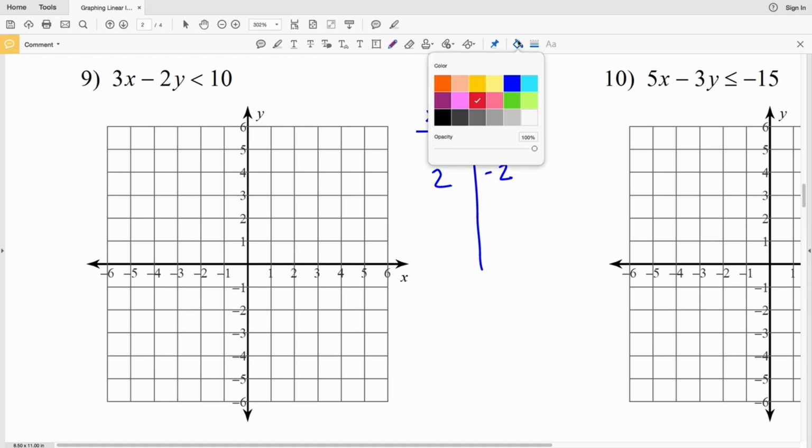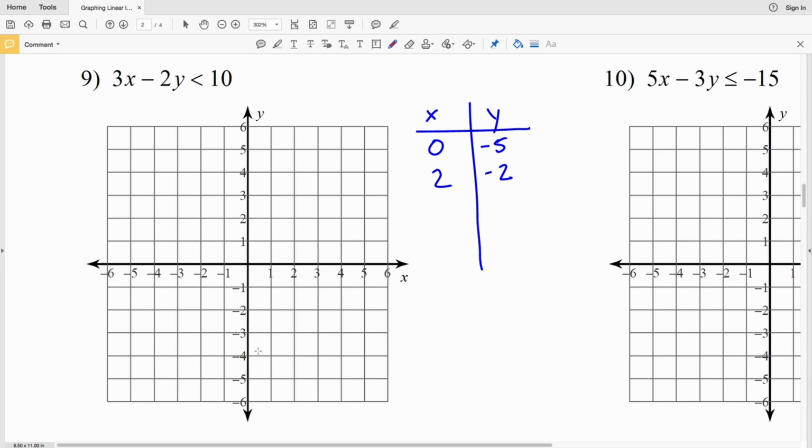Now I have 2 points, so I can create my line. 0, negative 5, and 2, negative 2. This is going to be a dashed line since I'm using the less than sign.